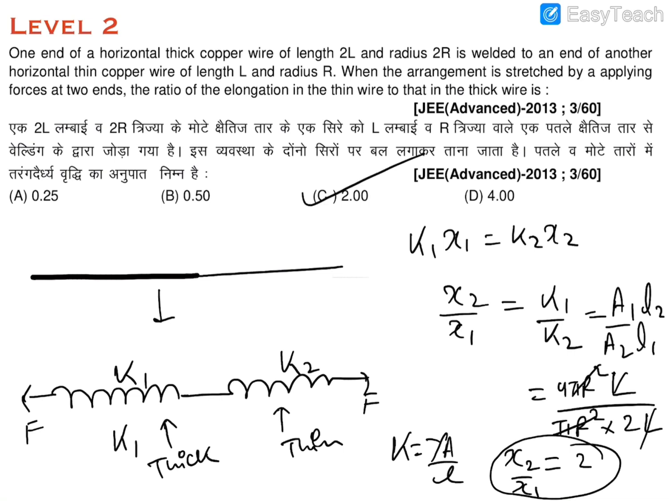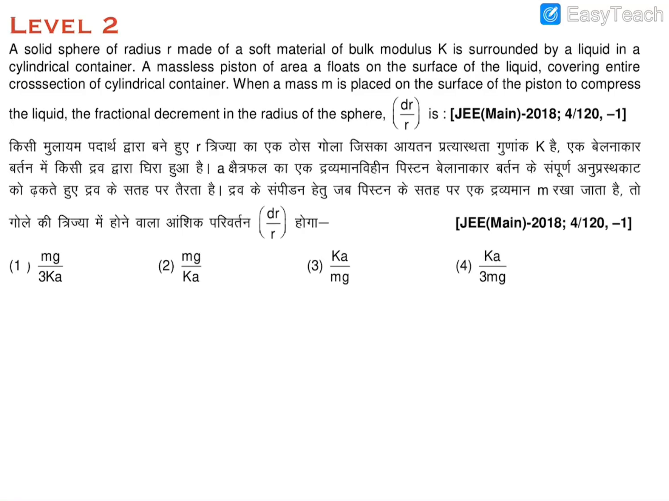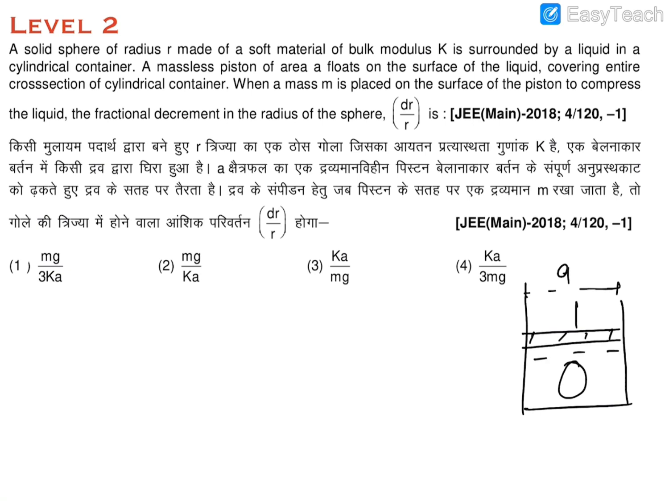Now we move on to the next question. In this question it is given that there is a solid sphere of radius r which is made up of a soft material of bulk modulus K. There is a situation in which there is a piston whose area of cross section is A, and there is a solid sphere of some radius r floating in this liquid.